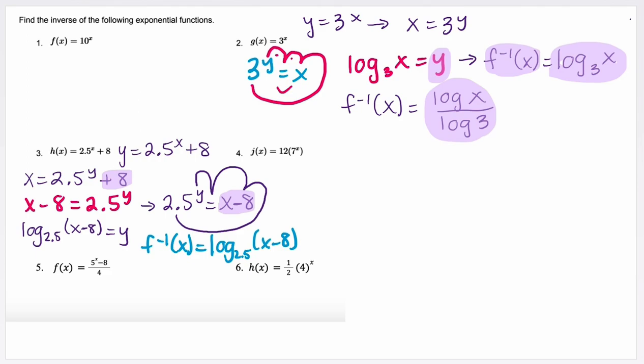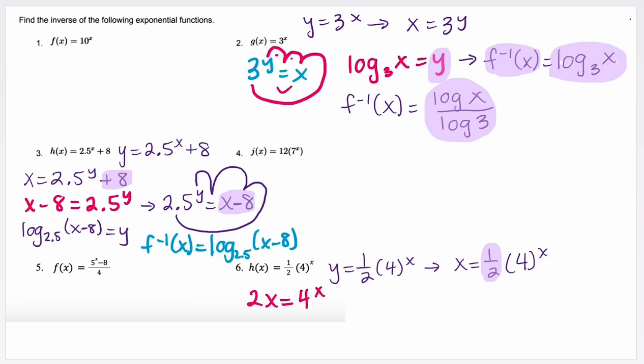And then the last one I'm going to try, I'm going to save number 5 for us to do together, just because it has multiple steps there. And I'm going to go ahead and do number 6. So I'm going to go ahead and rewrite number 6 with y equals 1/2 times 4 to the x. Then I'm going to switch my x and y. So x equals 1/2 times 4 to the x. Now I need to get rid of this 1/2, so I have the exponential by itself. So I'm going to multiply both sides by 2. So I'll end up with 2x equals 4 to the x.